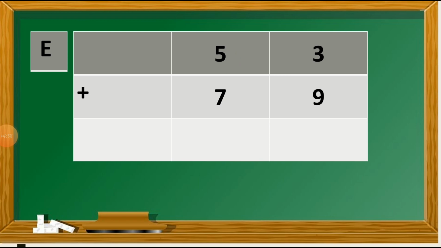Let's see number E. So in the number E, here is the ones column, 3 plus 9. So in this 3 plus 9, students, 3 plus 9 is equal to 12. So write down number 2 under the ones column, and another one will move as a carry forwarded number at the tens column. This way I write here the tens column here.